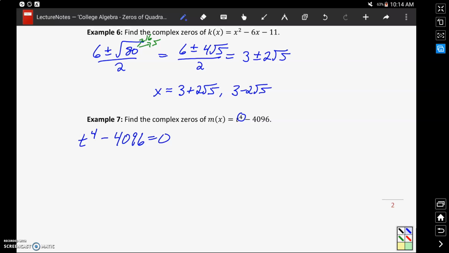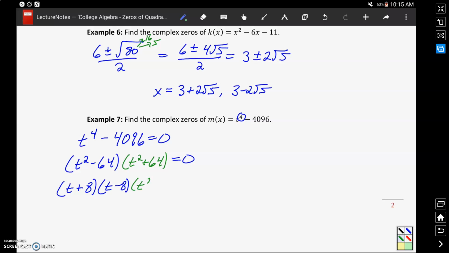We can start by factoring this given function using difference of squares to get t squared minus 64 times t squared plus 64. We can then further factor t squared minus 64 to get t plus 8, t minus 8, but we don't have any factoring techniques to factor t squared plus 64, so we'll leave that as is for now.